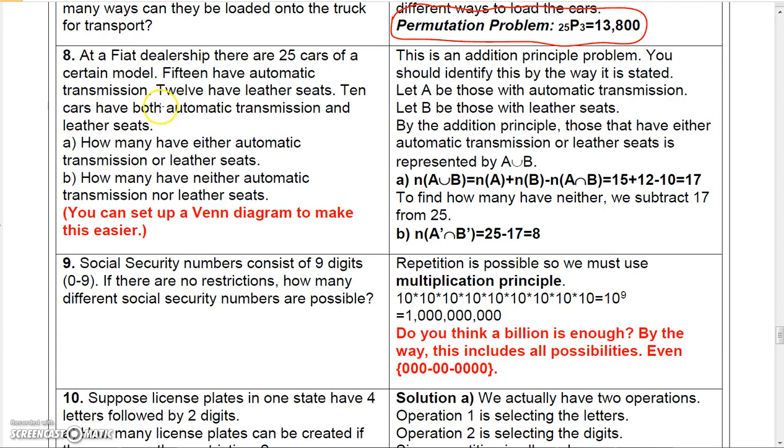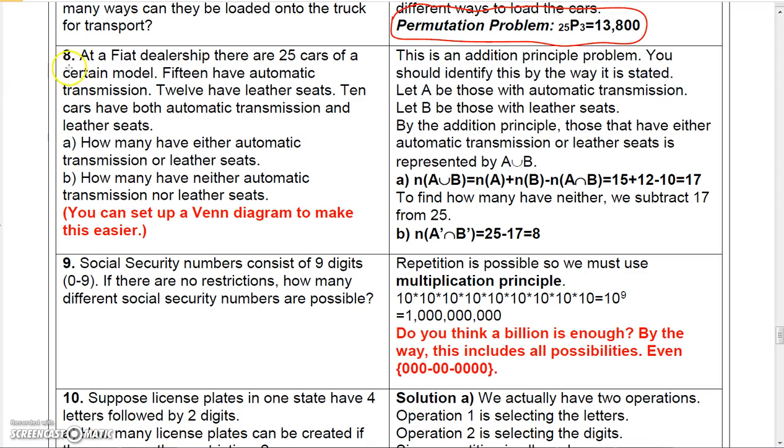And now finally, let's see here. I said at a Fiat dealership, there are 25 cars of a certain model. 15 have automatic transmission, 12 have leather seats, and 10 cars have both automatic transmission and leather seats. How many have either automatic transmission or leather seats? How many have neither automatic transmission nor leather seats?